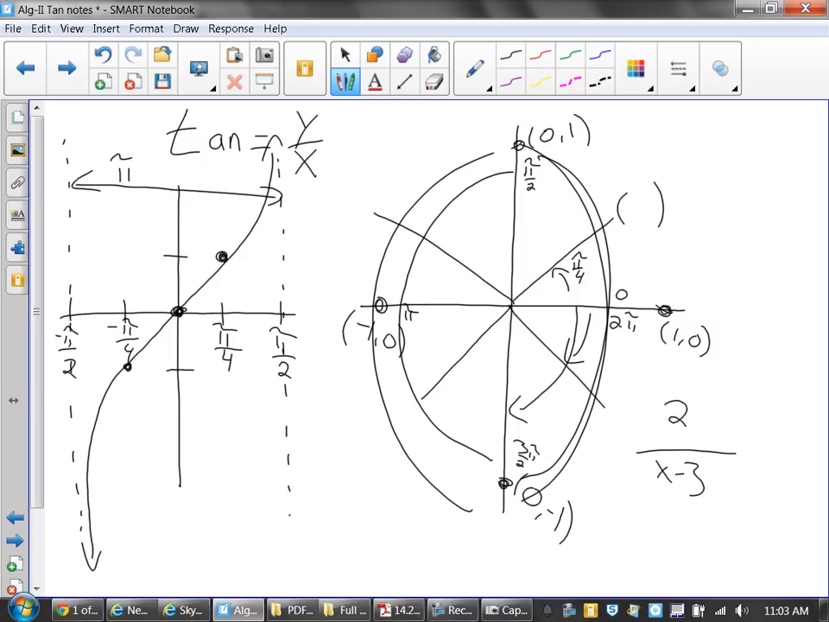Tangent is very, very simple to work with. You have basically 3 points you're always going to plot: the origin, the halfway point between 0 and your asymptote, and then you put in your asymptotes. The asymptotes will always be placed pi apart from one another. All right. So let's look at what the actual tangent equation is.